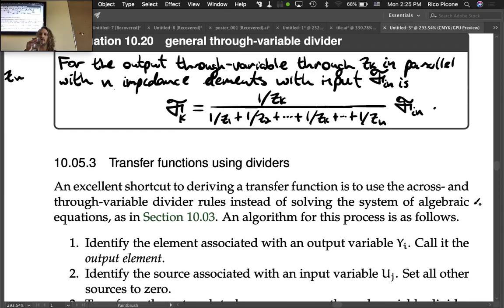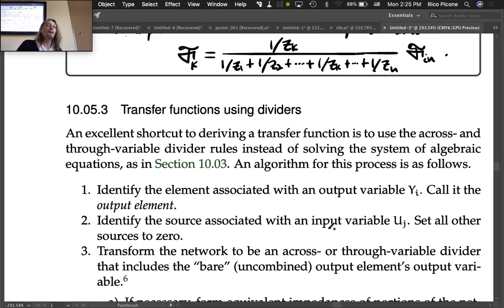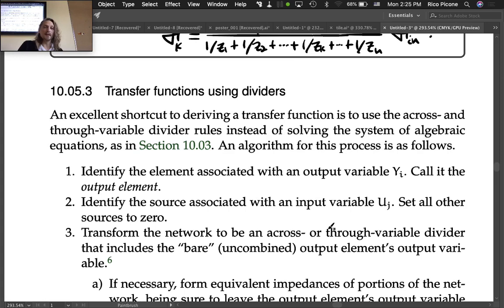Transfer functions using dividers. An excellent shortcut to deriving a transfer function is to use the across and through variable divider rules instead of solving the system of algebraic equations as in section 10.3. An algorithm for this process is as follows.